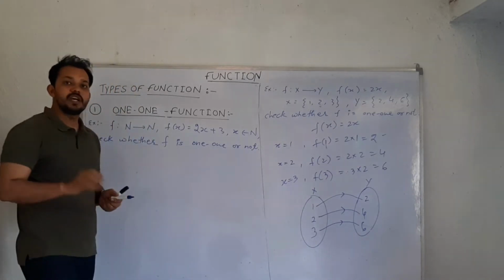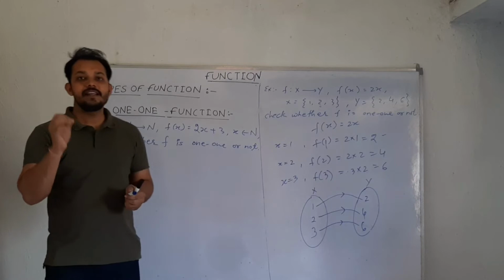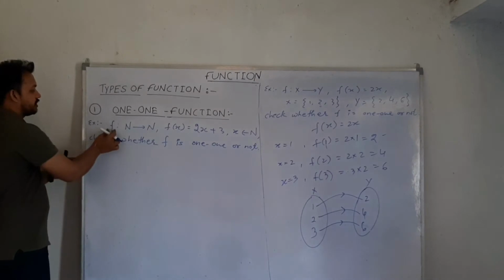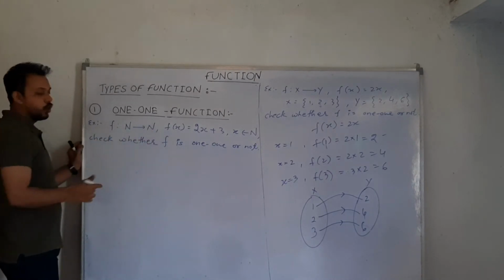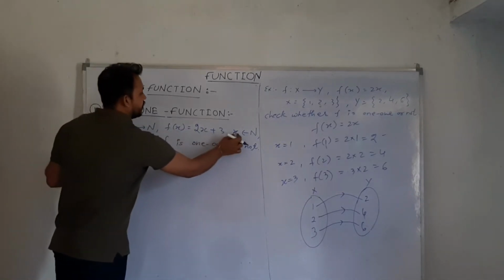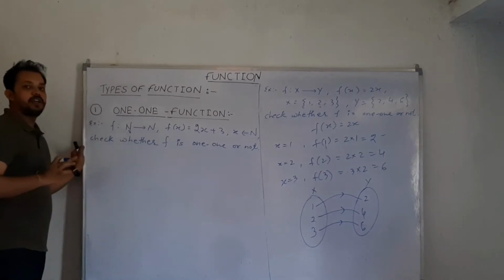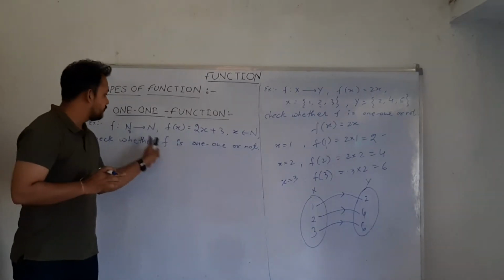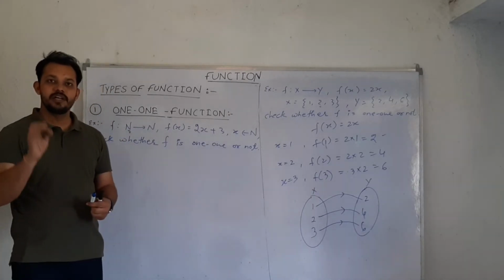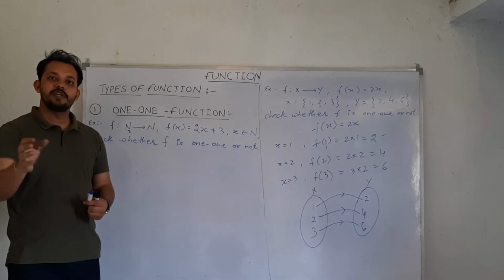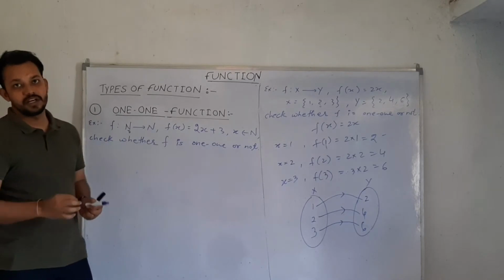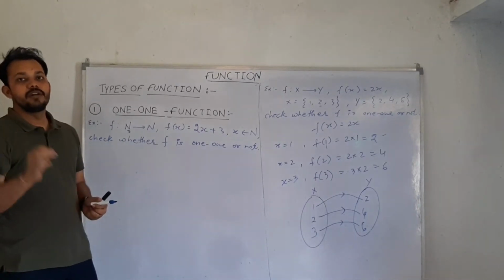But in a situation where the domain of the function is an infinite set, like in this example, here we have a function f from N to N. The domain of the function is the natural numbers, and we have f(x) equal to this, where x belongs to the natural numbers. Again we have to check whether the given function f is one-one or not. How to do this? We cannot put in and check each and every element of the domain, which is an infinite set. So there is a working rule to check whether a given function is a one-one function or not.